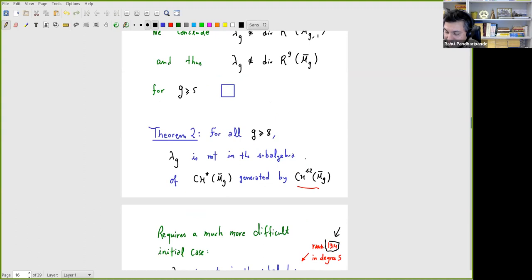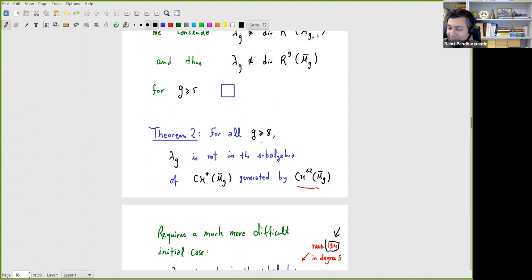So here is the statement I wrote carefully. It's not in the subalgebra. You can actually prove the statement for any Chow. That's because you go to this G. That's why this 8 is here. Because at a certain point, you can map Chow to cohomology, and at a certain point, cohomology is all tautological. Cohomology H4 is all tautological.